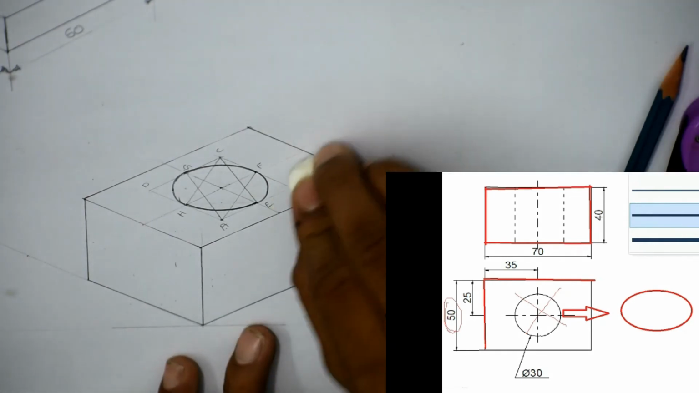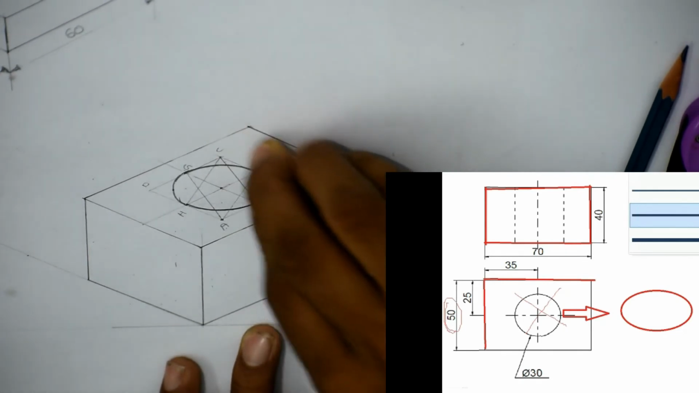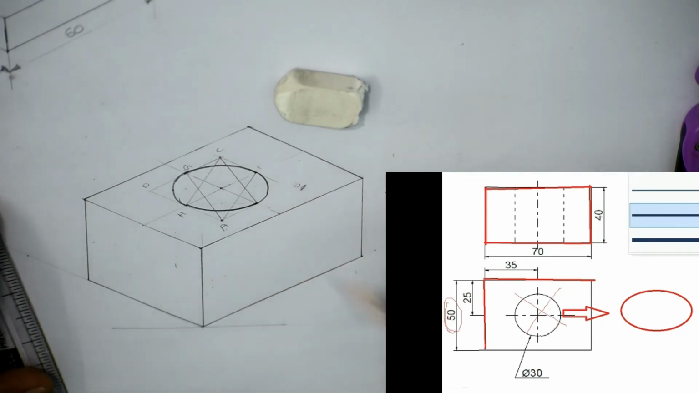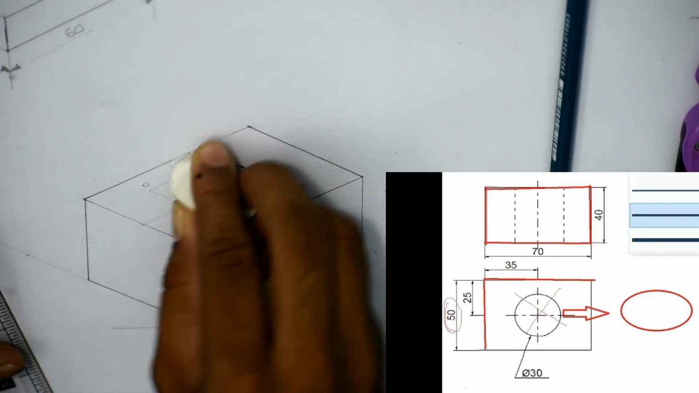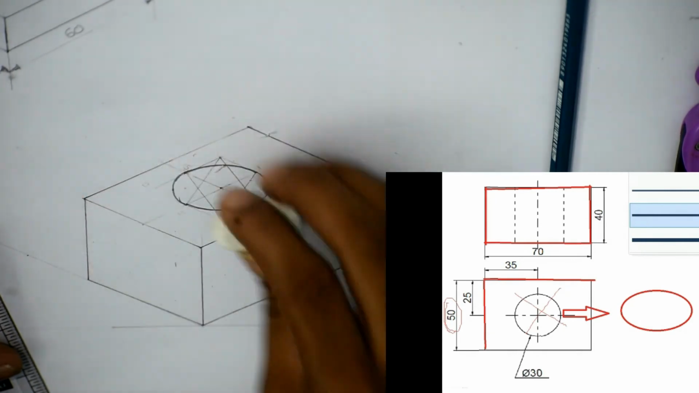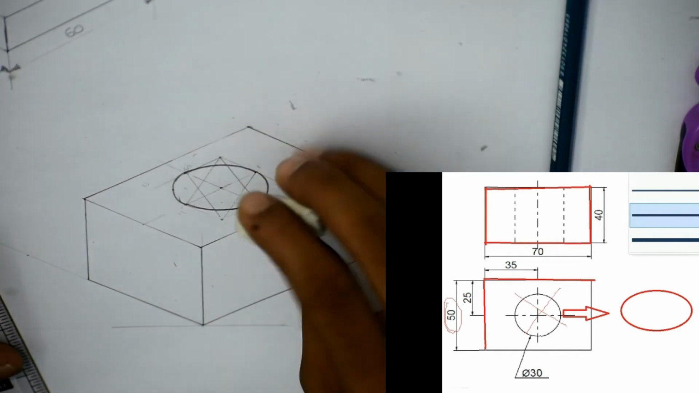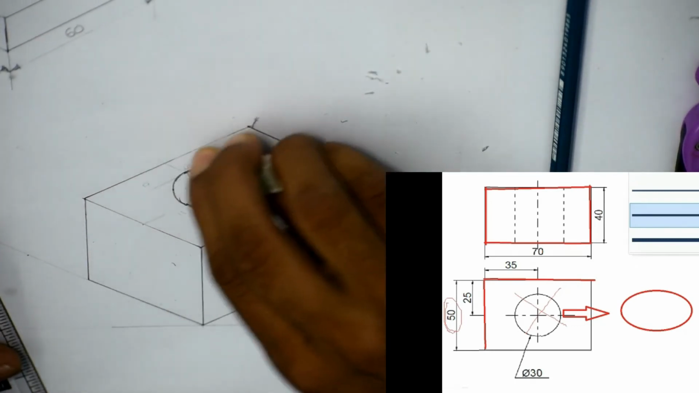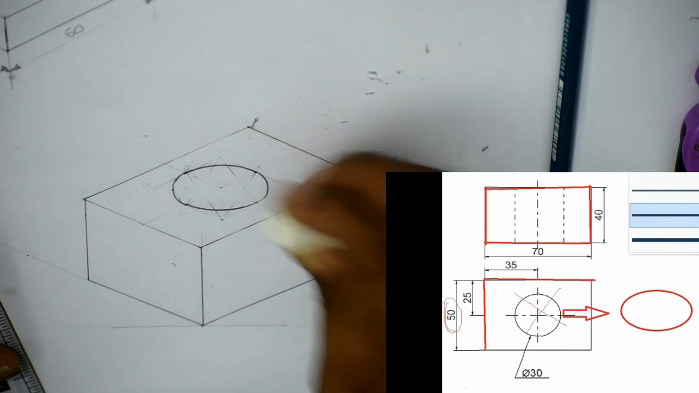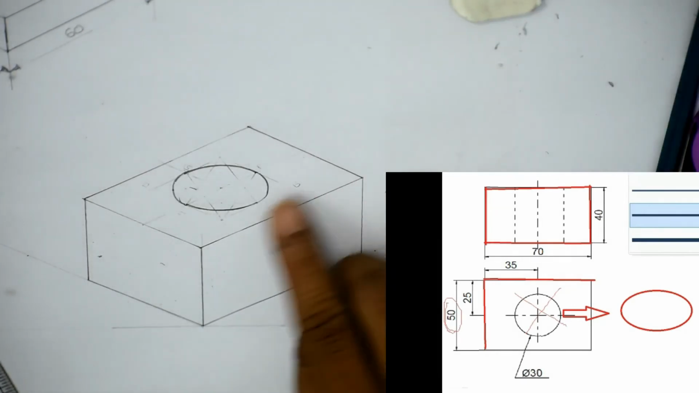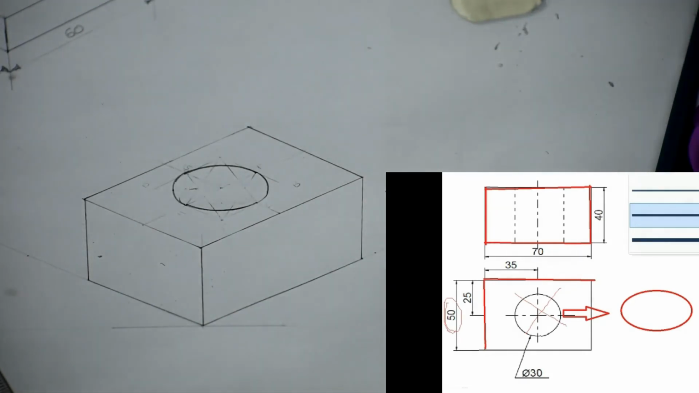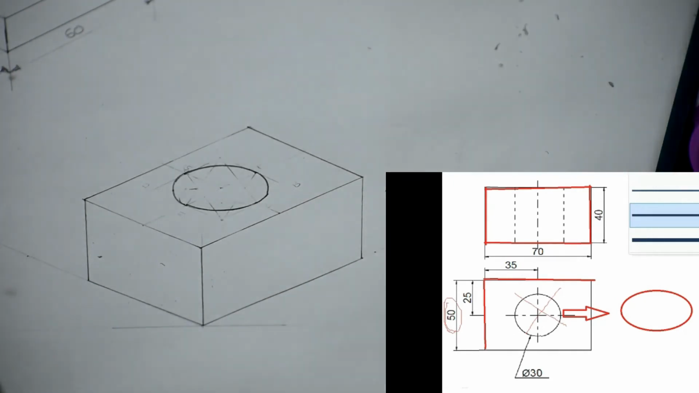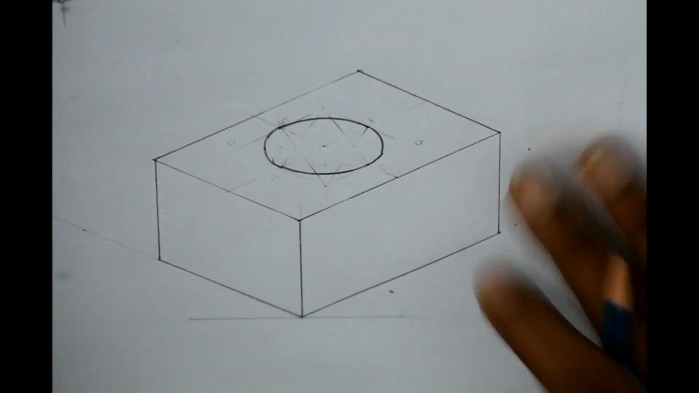I'll show you. If the time does not permit, you need not erase this, but I am erasing this just to make it clear for you. Now see that there is a hole here. Now I will do the dimensioning part.